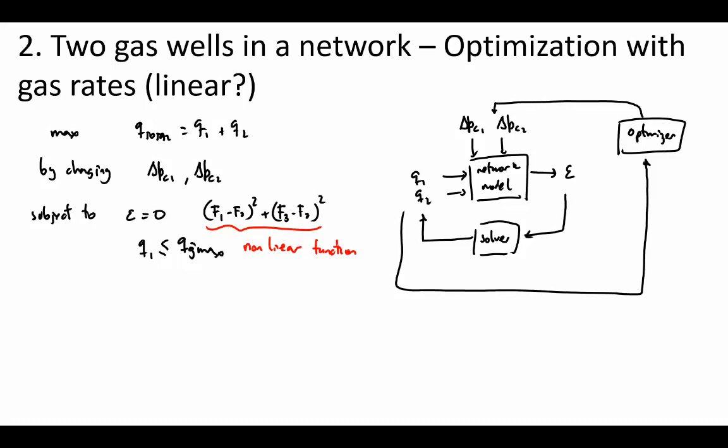Okay, very nonlinear function. So what I'm going to do here is I'm going to try to express this constraint. Okay, this constraint tells you essentially what are the feasible rates.